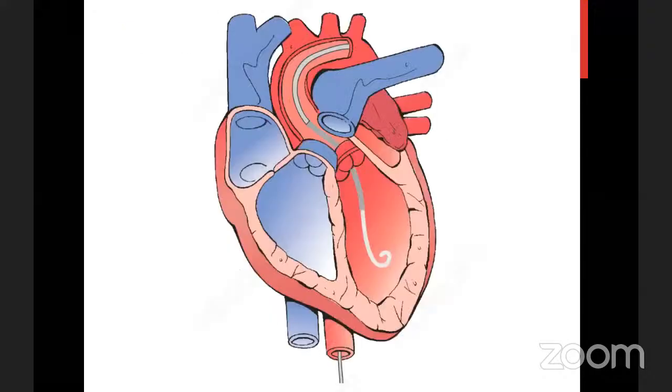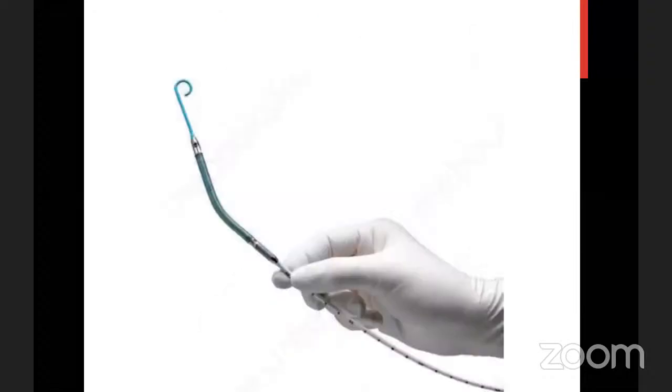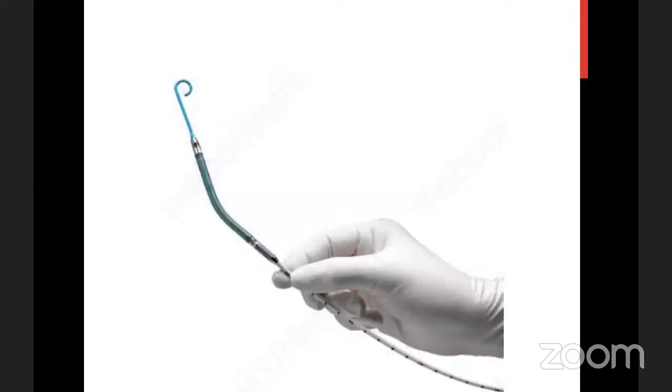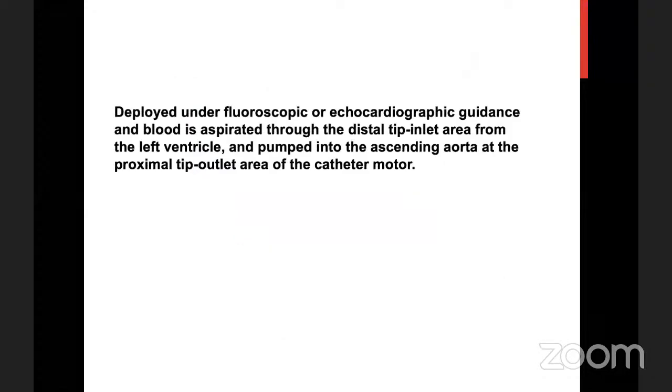As you see here, this is the Impella, which claims it's the world's smallest heart pump. Catheter has pressure transducer at each end, making it possible to measure pressures and adjust the device without additional imaging. This is very small. Deployed under fluoroscopy or echo guidance, and blood is aspirated through the distal tip inlet area from the left ventricle and pumped into the ascending aorta at the proximal tip outlet area of the catheter motor.